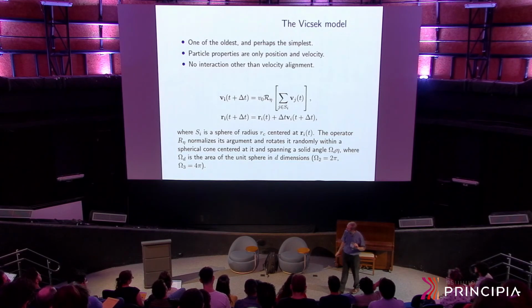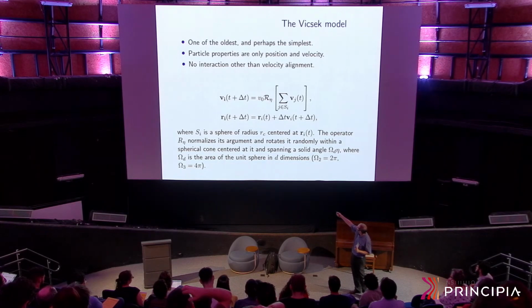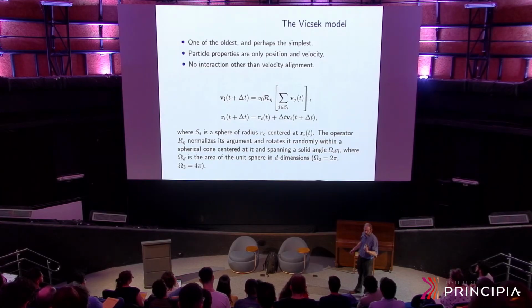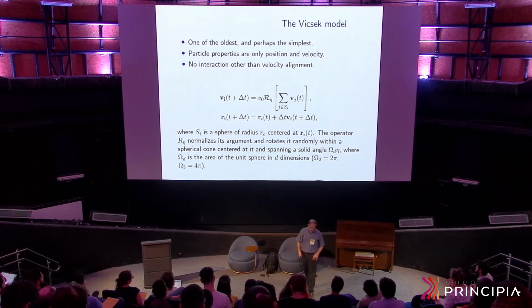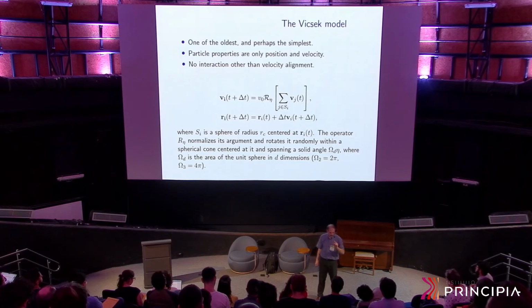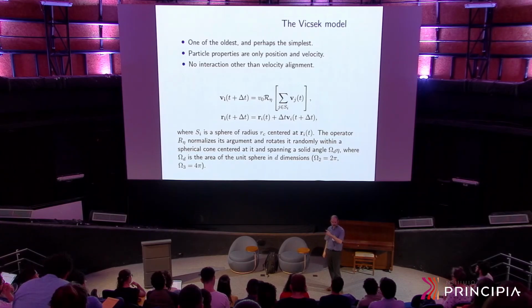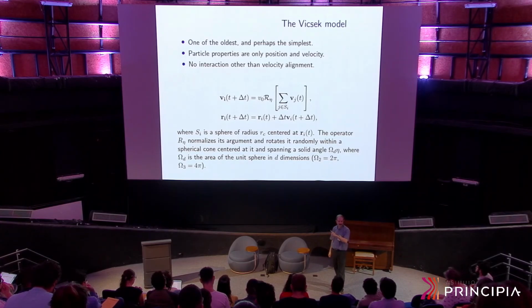Okay? So if the noise is 0, if this parameter is 0, then what you have is that each particle aligns to the mean velocity of its neighbors. Right? With some eta, this is just the solid angle of the noise. So the particle wants to align, but it's not perfectly accurate in this alignment. It will just make a small mistake and will not be precisely aligned. Okay.